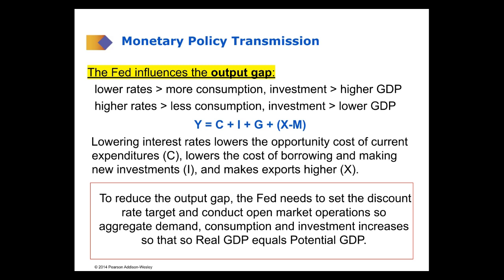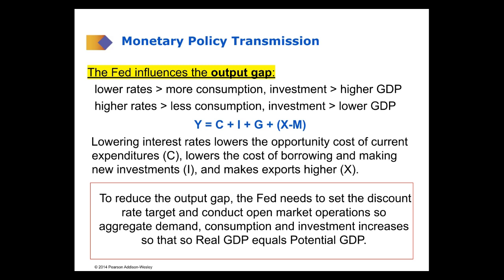When we have lower interest rates, well, that lowers the cost of spending. It lowers the opportunity cost. So we can have more expenditure. We can have more borrowing. We can have more investment and more exports. And all these things we know will increase GDP.